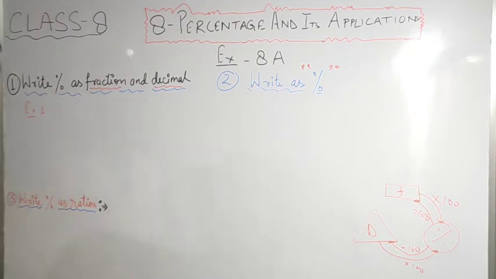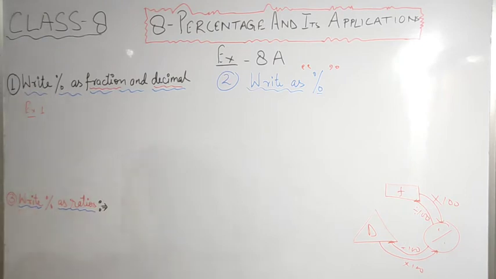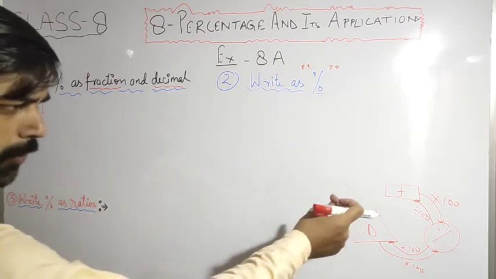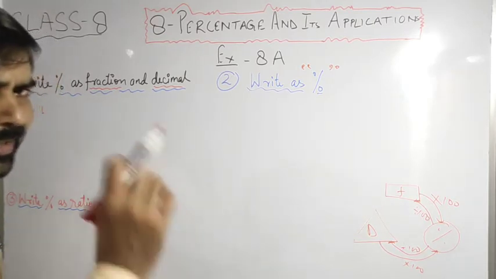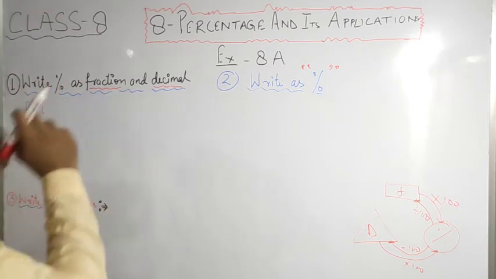What is the first question here? The first heading is: write the percentage as a fraction and a decimal; the second is: write as a percentage; and the third is: write as a ratio. So students, how can we solve these questions? If you remember these rules, you can easily solve them. So first we will write any percentage as a fraction.